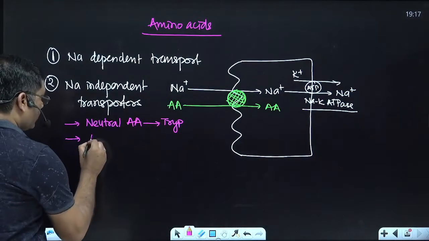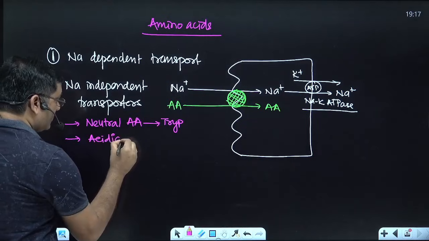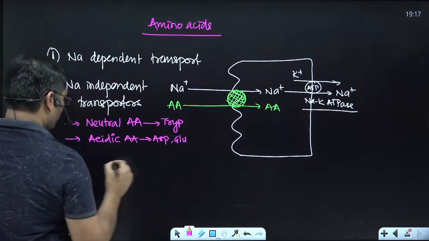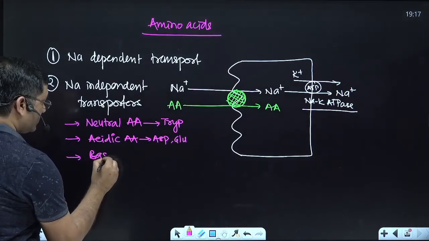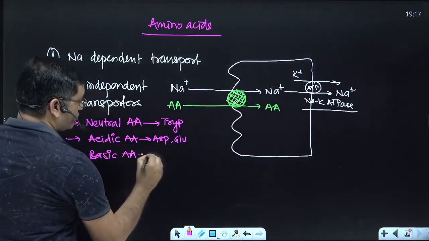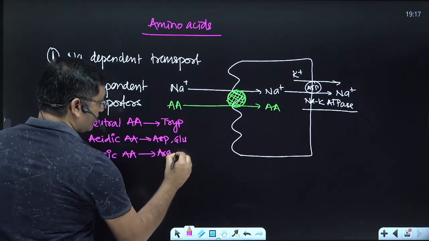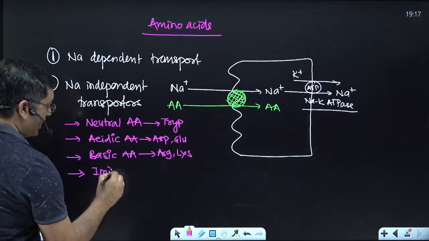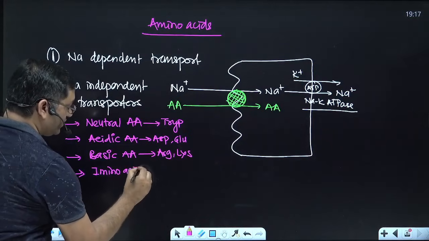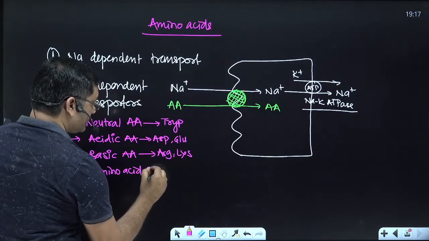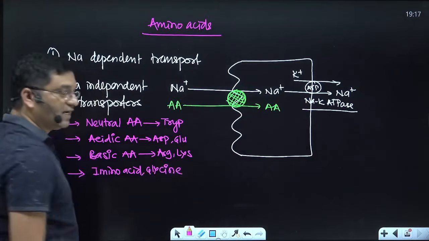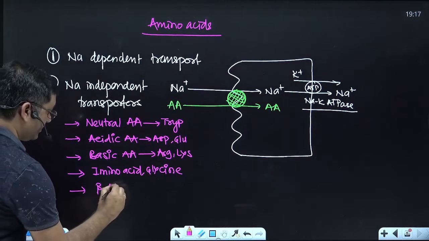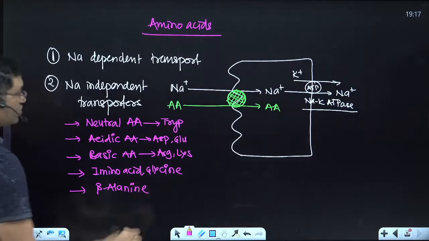Second, transporter for acidic amino acids, that is aspartic acid, glutamic acid. Then transporter for basic amino acids, that includes arginine, lysine. Then transporter for imino acid and glycine, that is proline and glycine. And the next one is the transporter for beta alanine. So these are the transporters which are sodium independent.